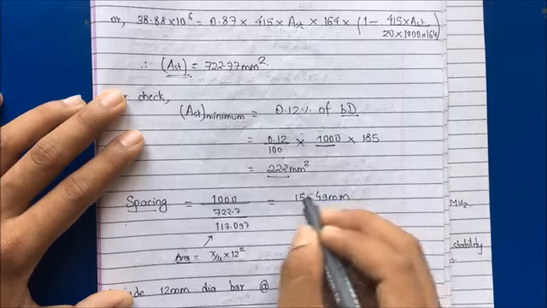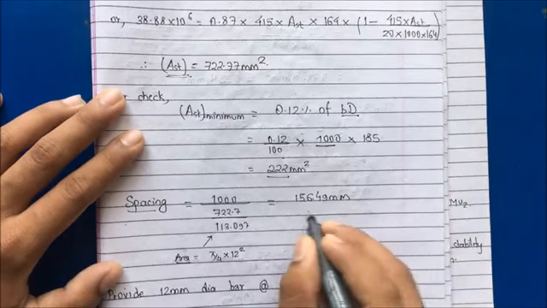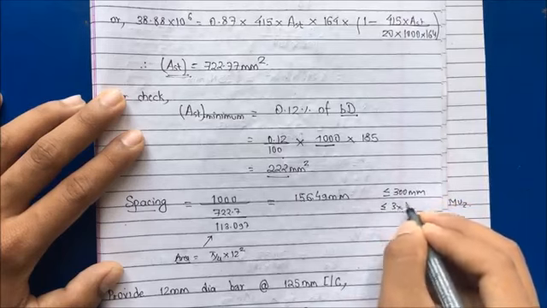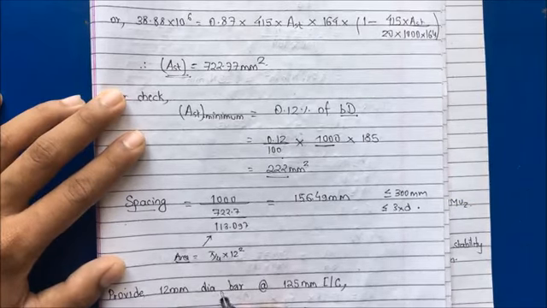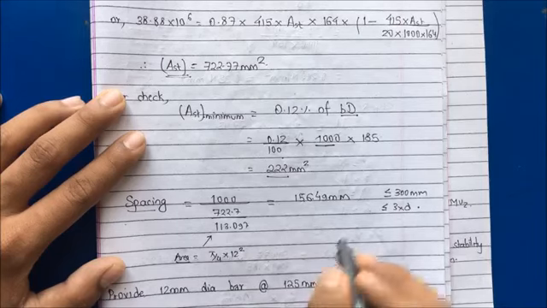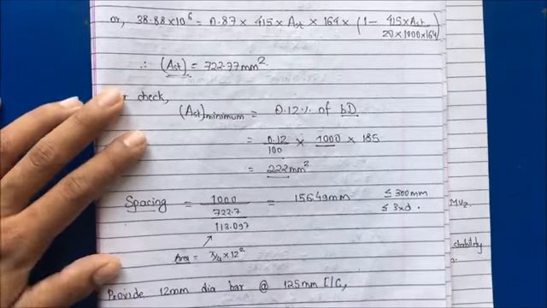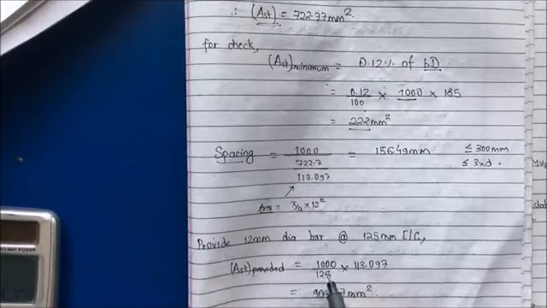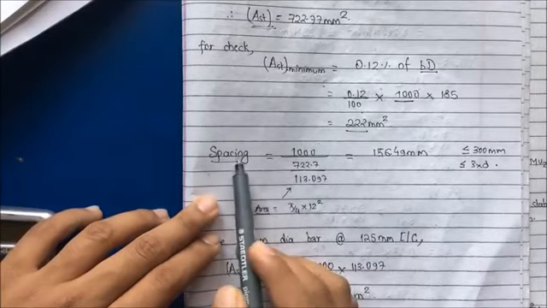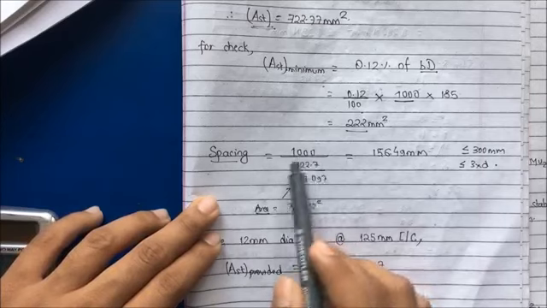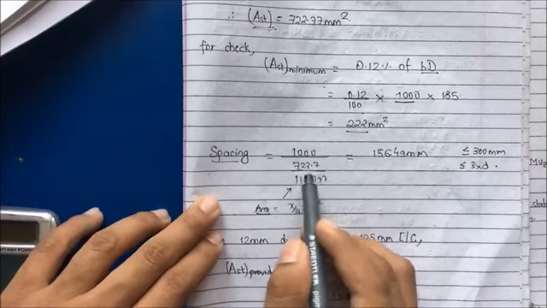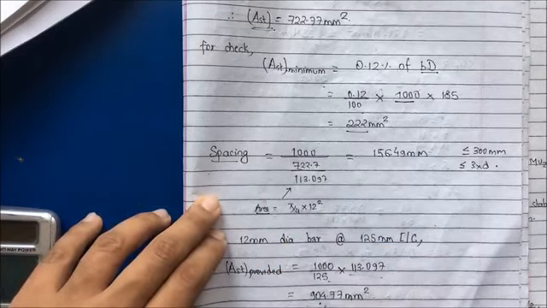Now let us check whether this satisfies the spacing from the code or not. Spacing should be less than or equal to 300 mm or 3 times the effective depth. Providing 12 mm bar at 125 mm center to center spacing. The closer the spacing, the stronger the section is. After providing this size of bar, the area of steel provided will be different. So area of steel provided is equal to 1000 divided by 125 into 113.097. We are just interchanging the values here: spacing as 125, section as 1000, and area of individual bar as 113, and we are calculating the area of steel provided. So we get this as 904.77 mm square.